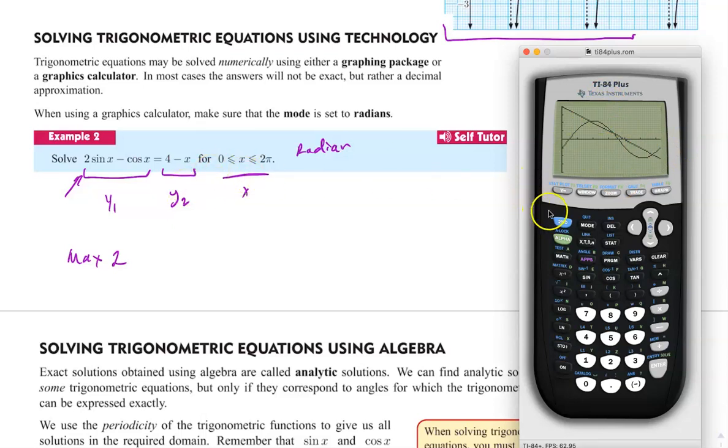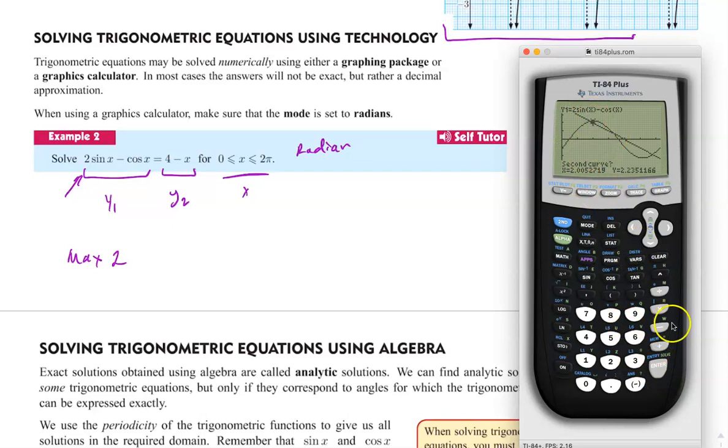If they want us to find all of them, we just have to figure out the intersections. Now the thing you don't want to do is just hit trace. I hate when people just hit trace and try to trace it. That's an estimation. You want to get the actual values. You want to go second, calculate, and hit intersect, so number 5. And all you have to do is move that little thing to get close to one of them. Sometimes if you press up and down, it switches between them, and sometimes the other one's a little faster. So get close to it, then just hit enter a couple of times.